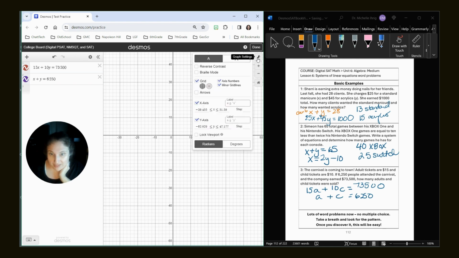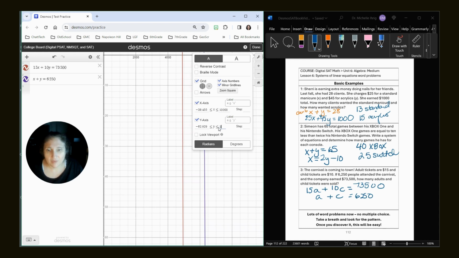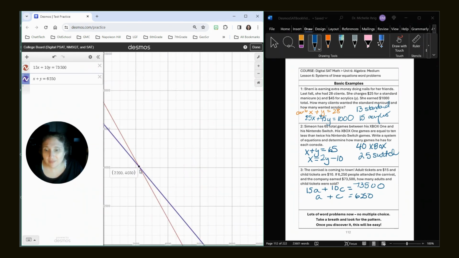Well, we know it's going to be at least somewhere around 6,250. So I'm going to hit this gear and I'm going to go crazy. I'm going to make this be 10,000, and I'm going to make this be 10,000. And eventually I'll see them cross. Desmos is so generous that they just make it a point for you. So that's our answer. We have 2,200 adults, and we have 4,050 children. And that's it.